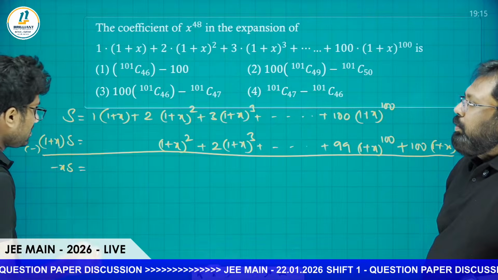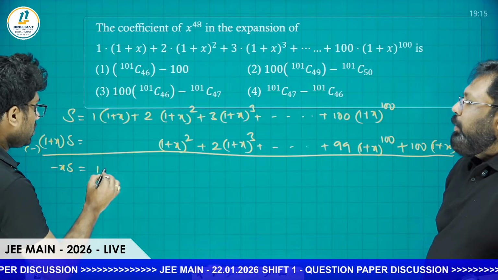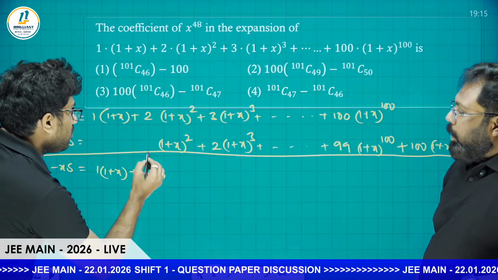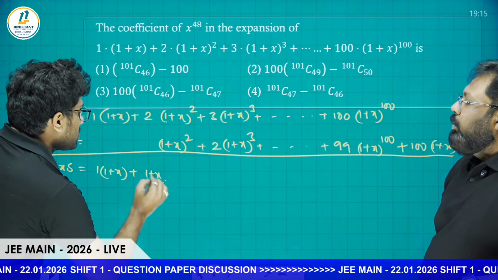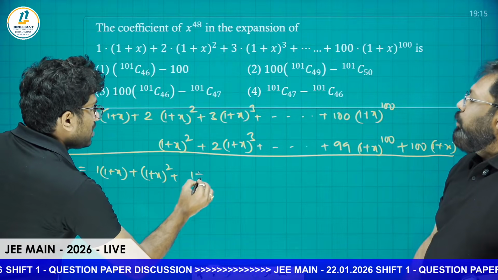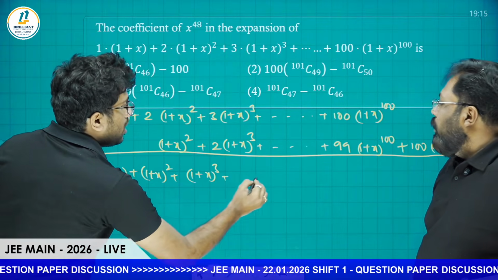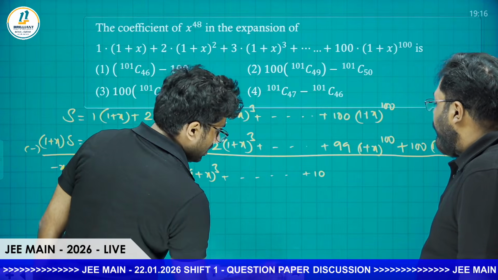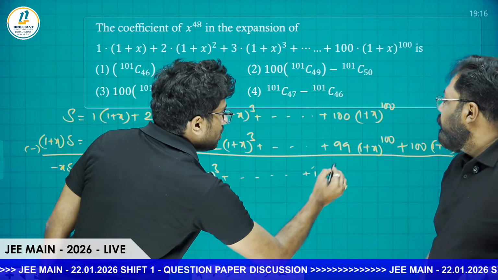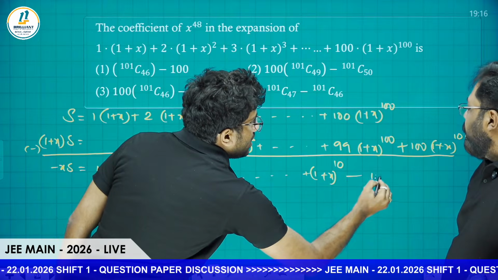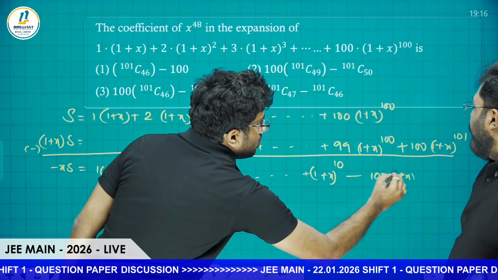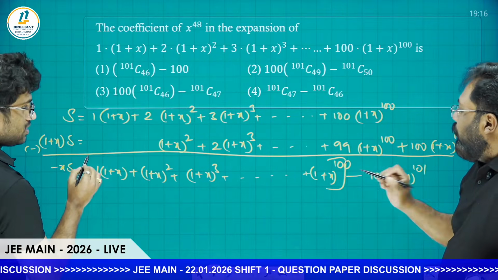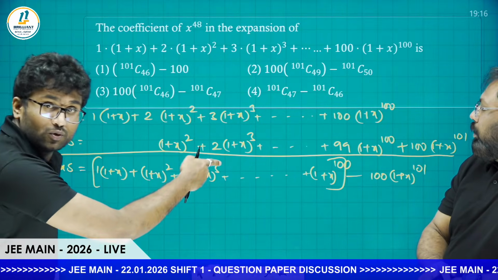S minus S gets cancelled. So minus xS is equal to, here we have 1 into 1 plus x, which is 1 plus x. 2 minus this will be again 1 plus x whole square. This will be 1 plus x whole cube, and so on. We will be having 1 plus x whole power 100 minus 100 into 1 plus x whole to the power 101. Now from here to here, this is clearly a geometric progression.